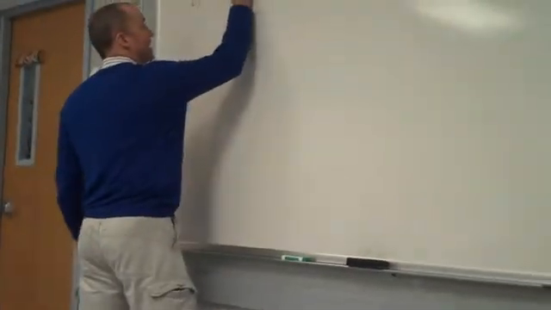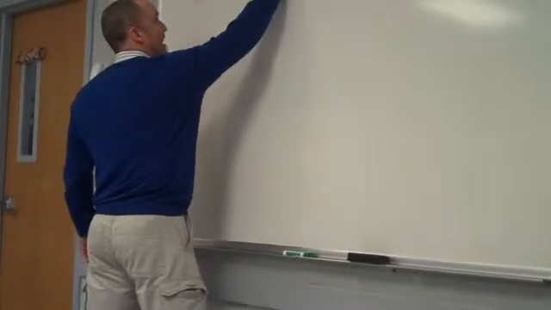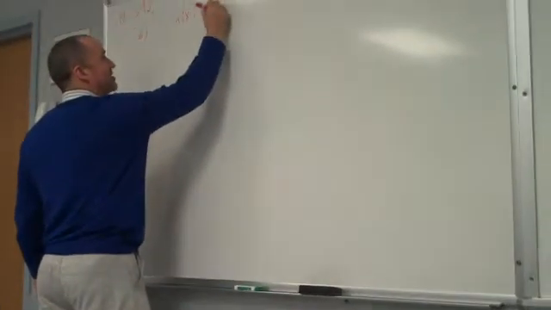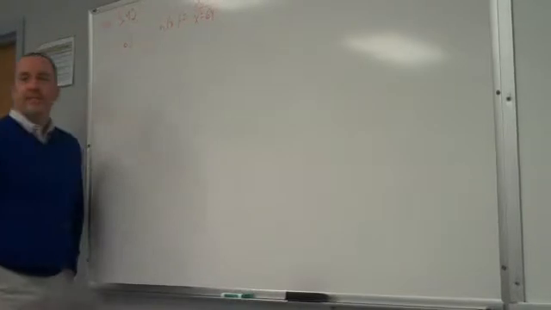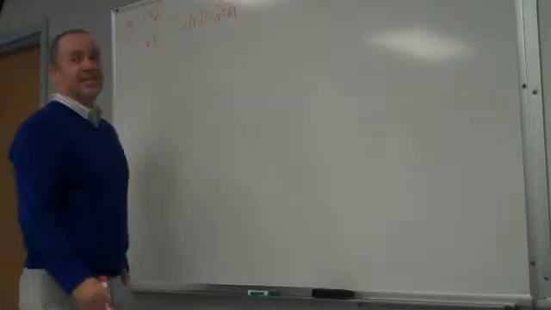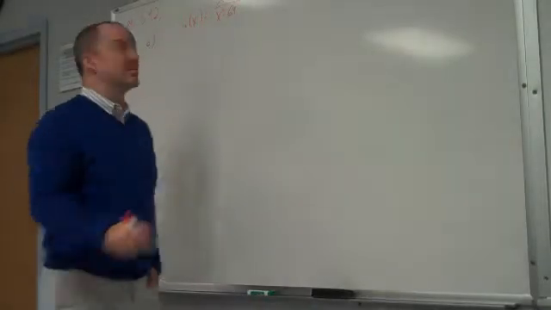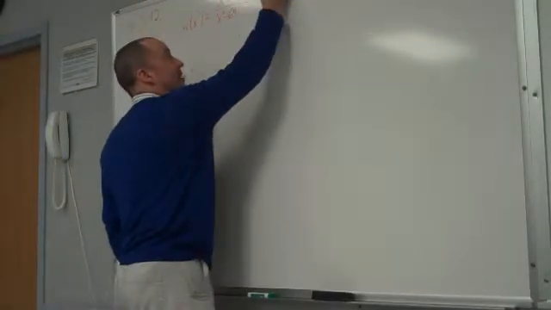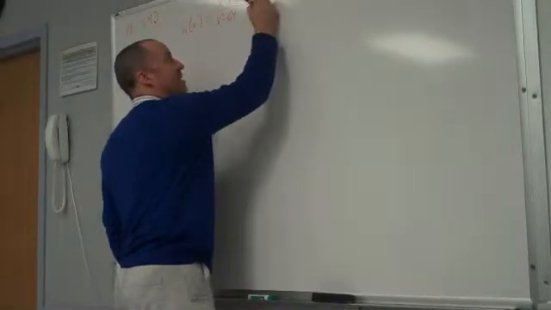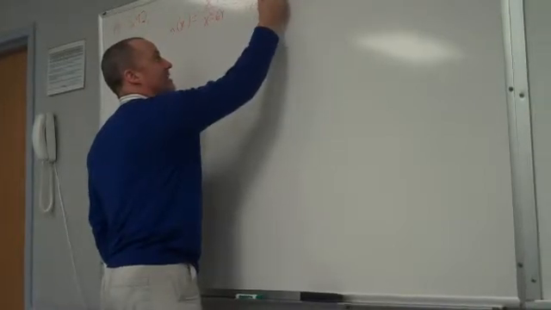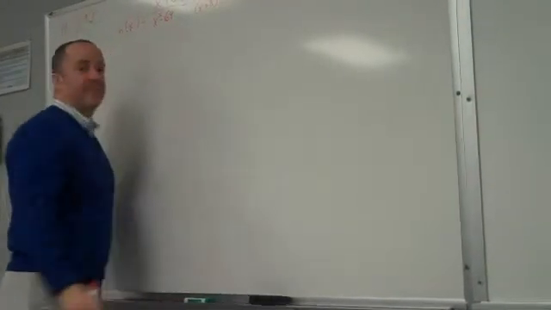Too distracting. Okay. Number 6 is h of x equals x plus 8 over x squared minus 64. What is noticeable about this one is that the bottom is a difference of squares. So I can rewrite this as x plus 8 over x plus 8 times x minus 8.